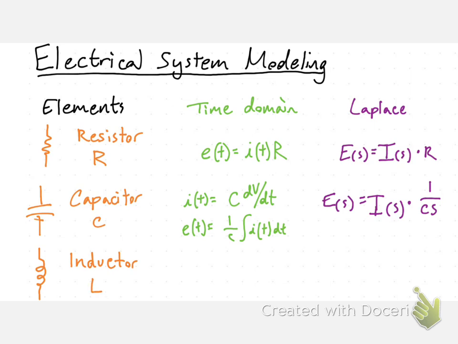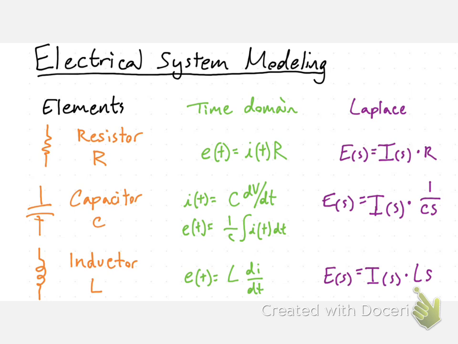And finally, we have inductors. Inductors are represented by L, and we can say that our voltage is equal to L times di dt. And in the Laplace domain, our voltage is equal to our current times Ls. So these are going to be the elements that we see in our systems.